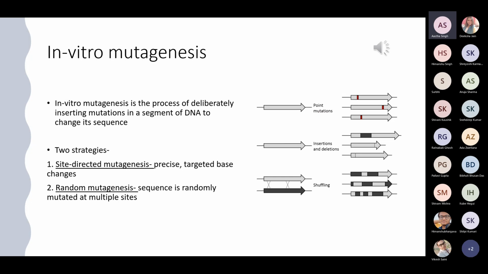So, one is site-directed mutagenesis, and the other is random mutagenesis. Site-directed mutagenesis, as the name suggests, creates mutations at specific pre-decided locations in the sequence. So it is precise and targeted. Whereas if the nucleotide sequence is randomly altered at multiple sites throughout, irrespective of any specific location, it is termed as random mutagenesis. And today we would be focusing on random mutagenesis.